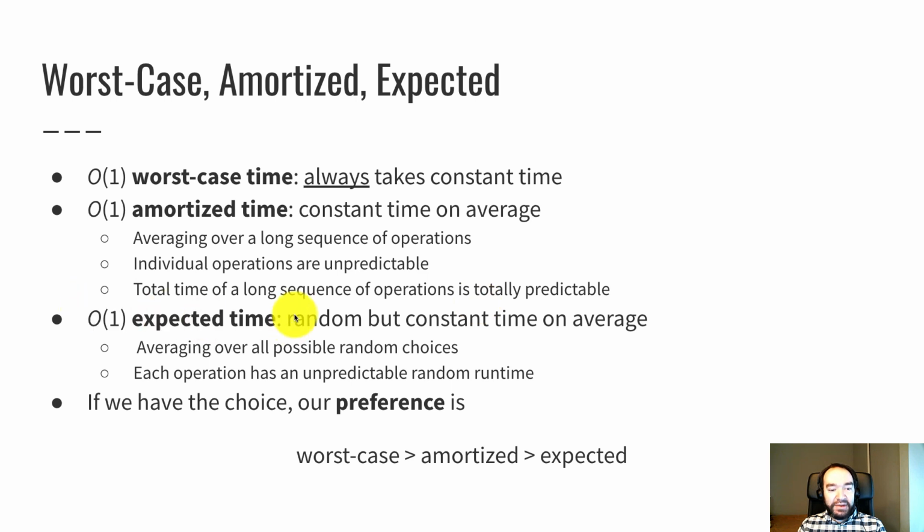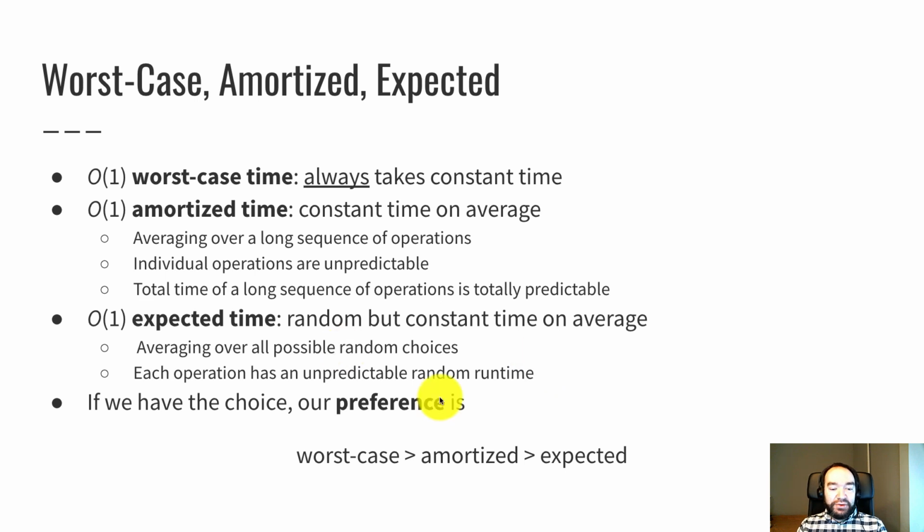Constant expected time has an element of randomness to it. So each operation takes a random amount of time, but on average it's constant. Here we're averaging over all the possible random choices that the data structure could make. So it's not this predictable fast then slow then fast then slow thing like with amortized. It's a random unpredictable event. So every operation has an unpredictable random runtime. You really can't predict how long each operation is going to take, and it's also hard to pin down how long the entire sequence of many operations will take.